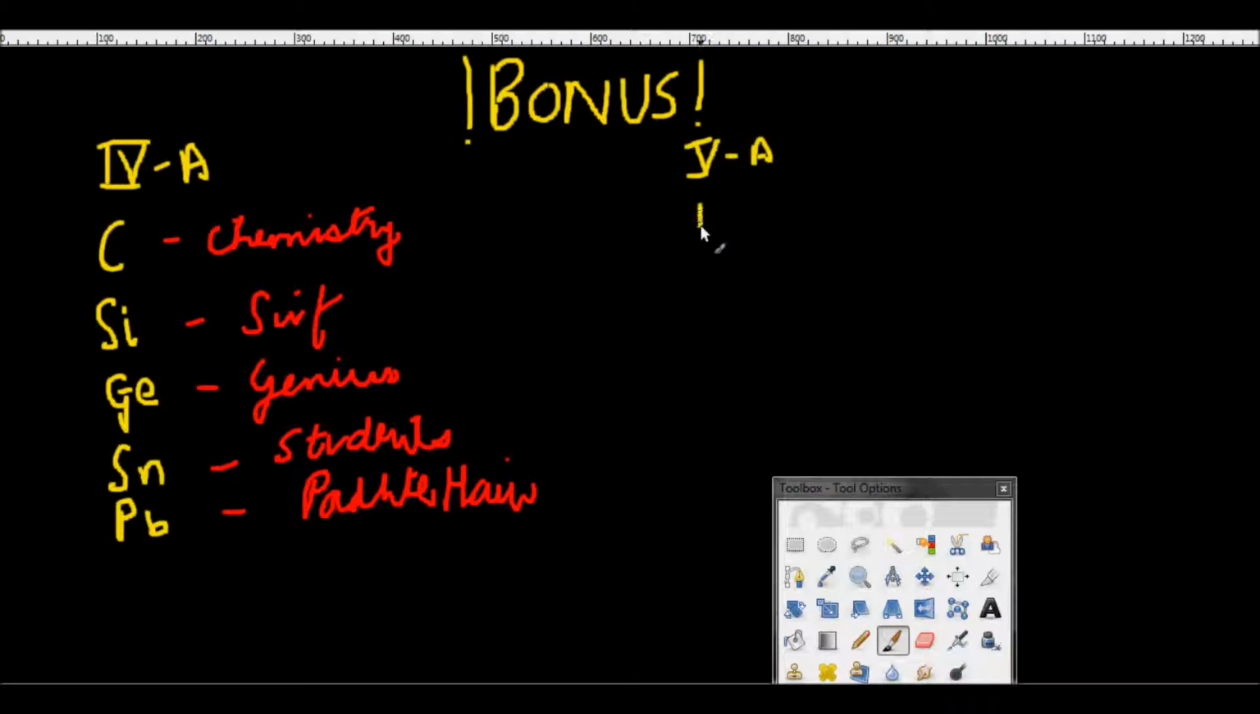Which is nitrogen, phosphorus, astatine. Sorry, I'm really sorry, that's not astatine, that must be arsenic. Then I have Sb and I have Bi, which is bismuth.